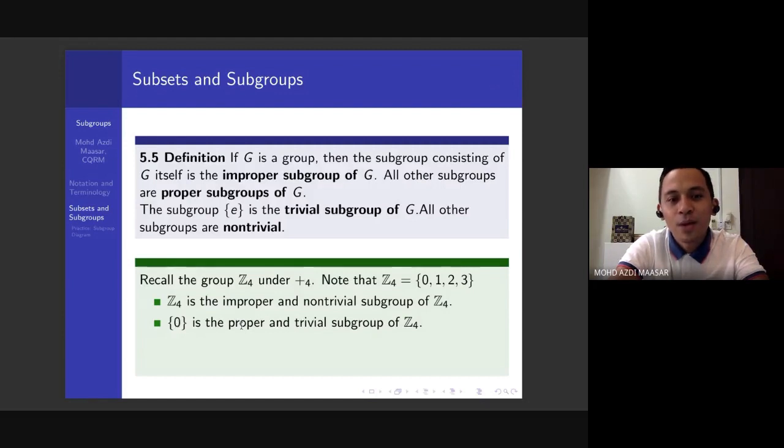So why do we call it a proper subgroup? Because it is not integer modulo 4. In other words, the other subgroups are proper subgroups, other than G. So anything other than integer modulo 4 must be a proper subgroup. Not only is this a proper subgroup, it is also a trivial subgroup based on the second part of the definition. Therefore, I can call this proper and trivial.